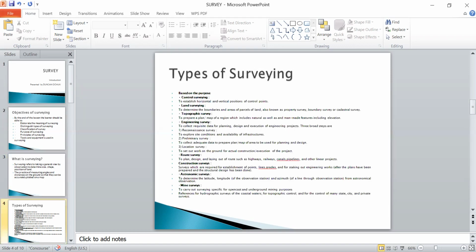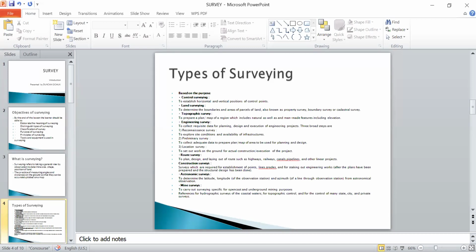We come to the types of surveying. So the types of surveying are classified into broader parts. Number one, it is based on the purpose. So what is the purpose of carrying out this surveying? Number one is control surveying. This is done to establish horizontal and vertical position of control points.